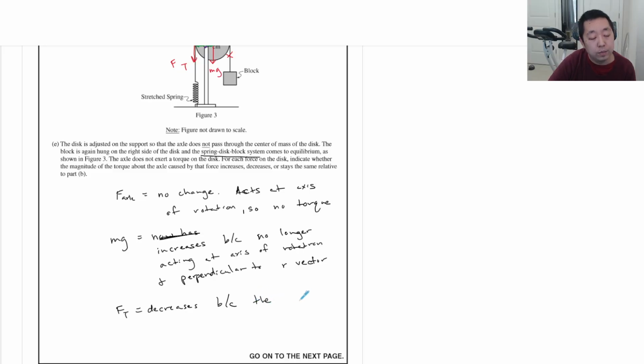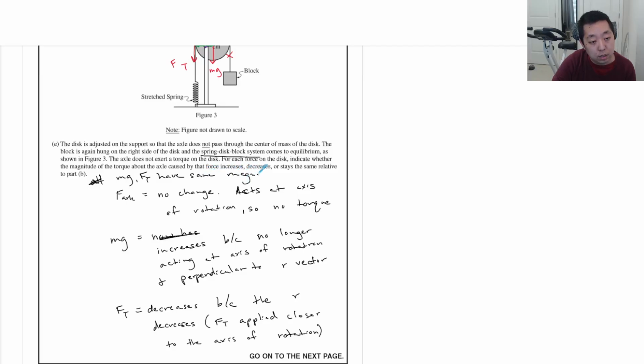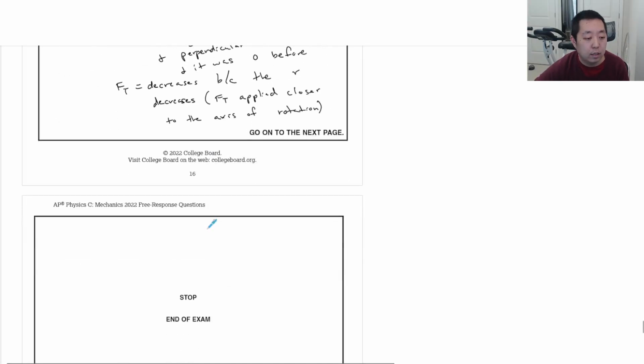because the r decreases. Or you could put in parentheses, say the Ft is applied closer to the axis of rotation. And I might want to just make a specific note: all forces, so mg and Ft, have the same magnitude. So all we're really focusing on is their r value, how the r is relative to the axis of rotation. So mg increases because it was 0 before. Maybe I'll just add that in there. And Ft decreases like that. Okay, cool. That was it.